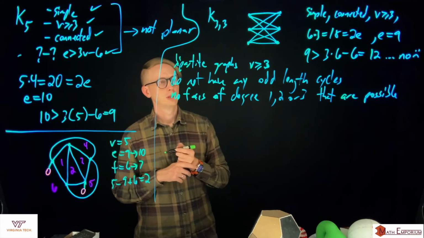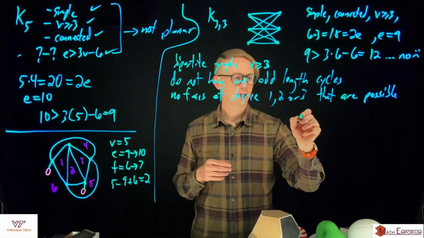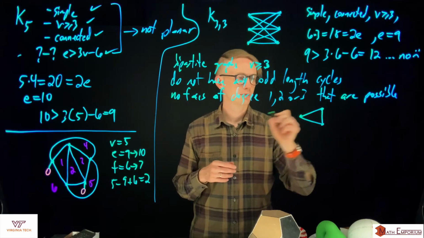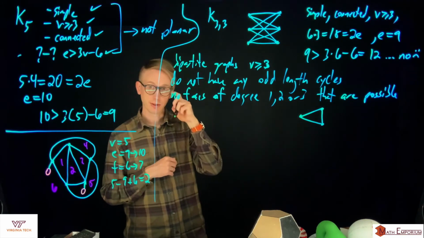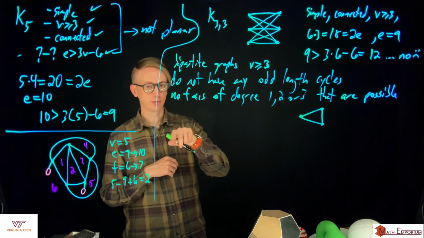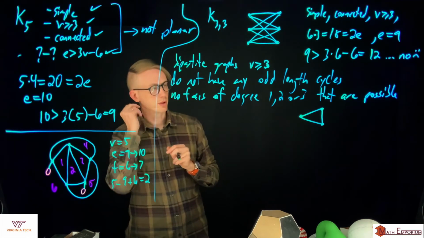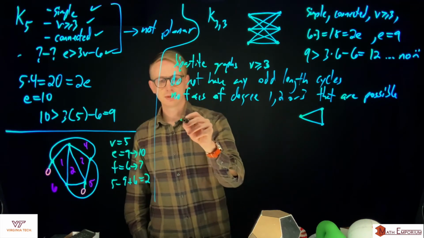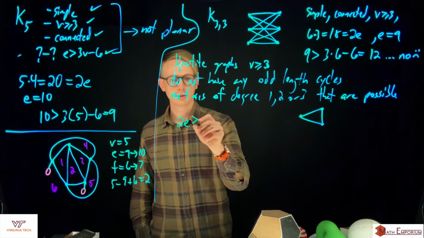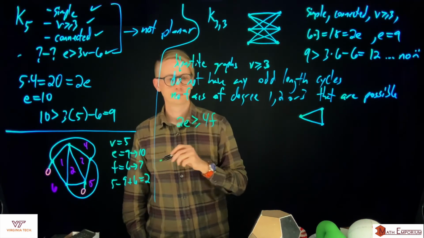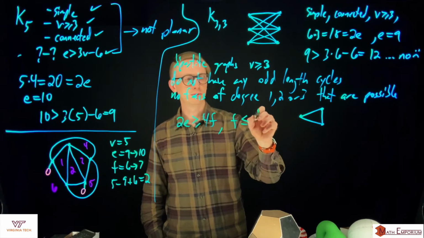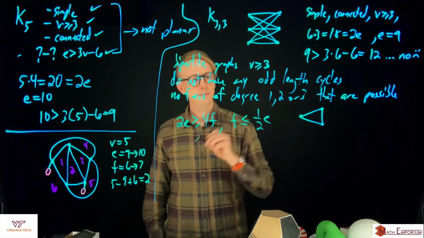Okay. A degree 3 face would have to have the structure like this. There would have to be a connection within a group to pull this off. And you know this can't be done, right? It has to go back, forth, back, forth. So they're all length 4 or greater. So this means that 2e is at least 4f. All right, and so you get f less than or equal to 1/2 e.